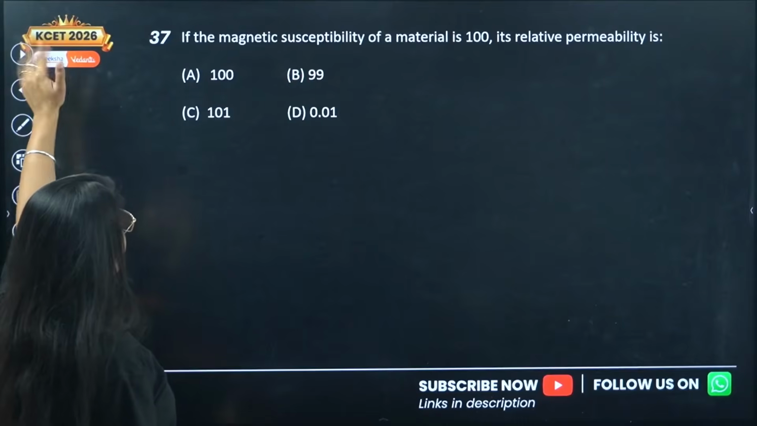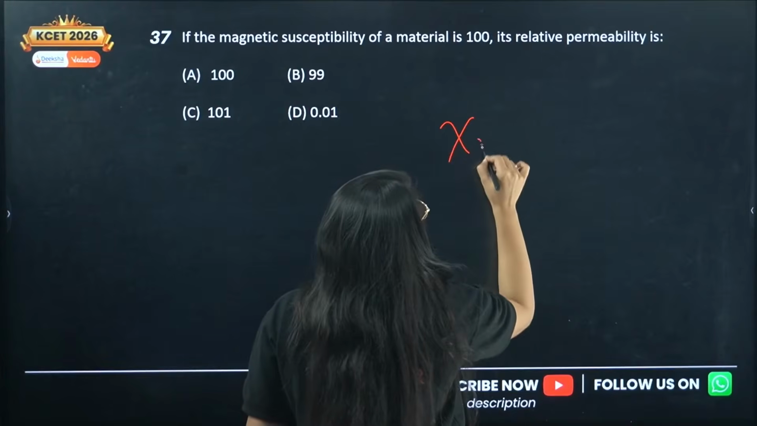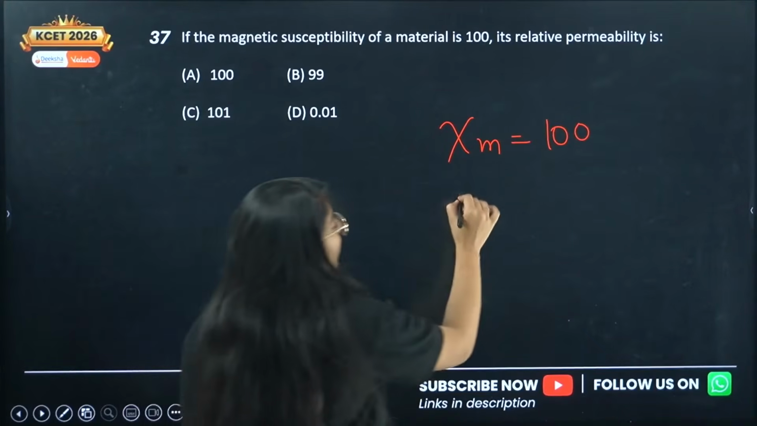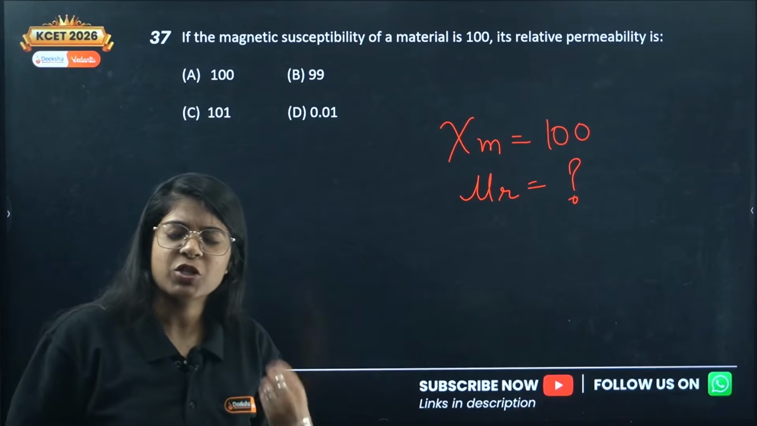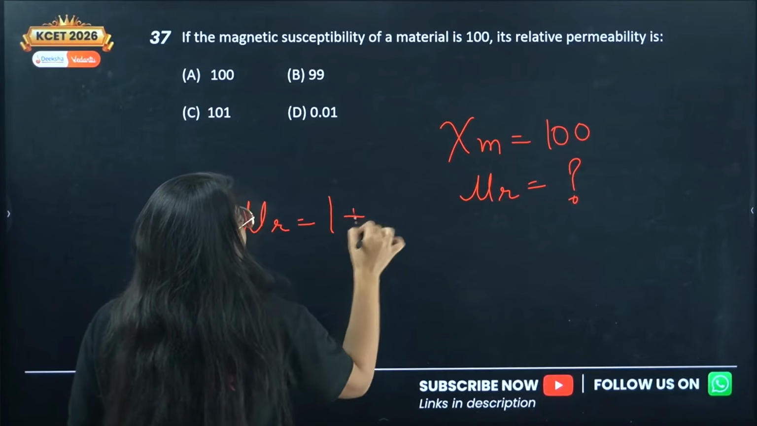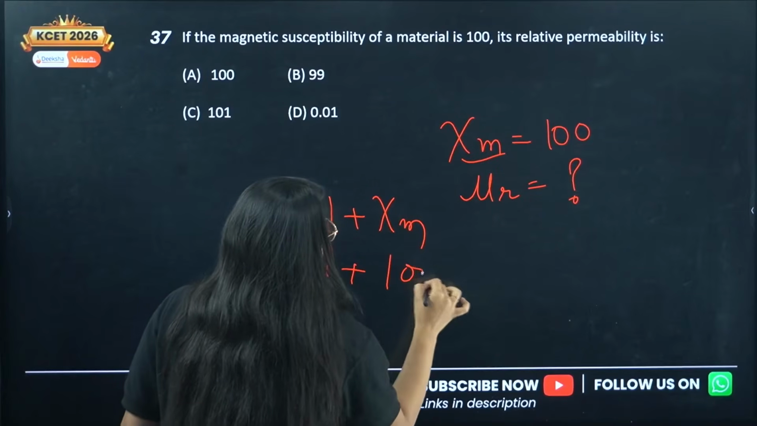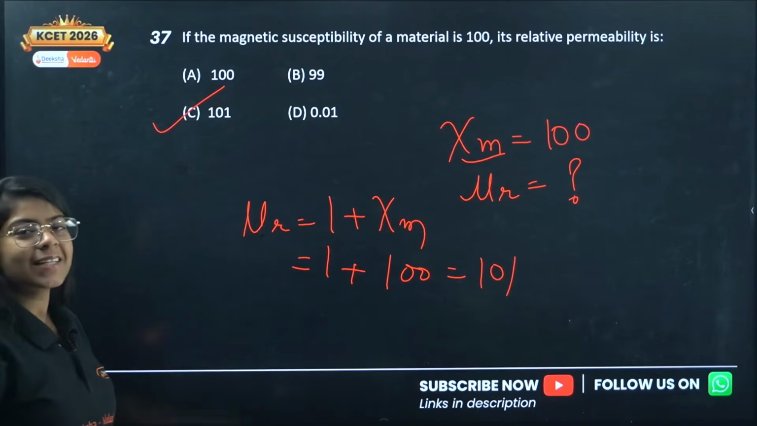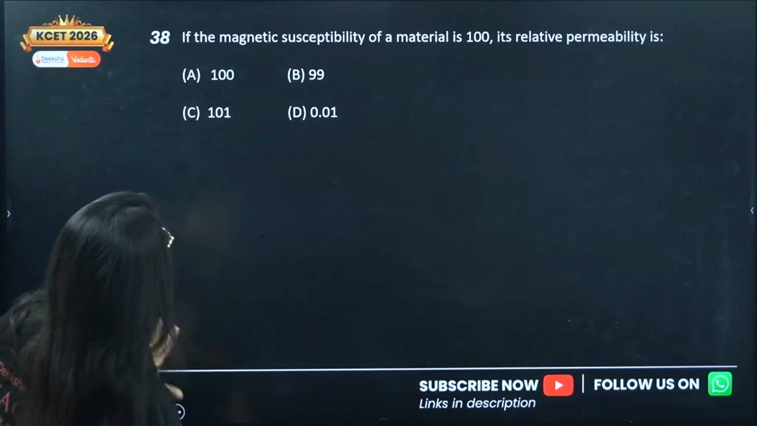Okay, 37th question says, if the magnetic susceptibility of a material is 100, its relative permeability will be what? Ma'am, it's very simple. It's the easiest formula for magnetism, that is mu R equals 1 plus chi m, correct? And 1 plus this, given as 100, will be 101, and we have our answer as C, correct? Okay, 38th, it's the same, maybe I made a mistake.